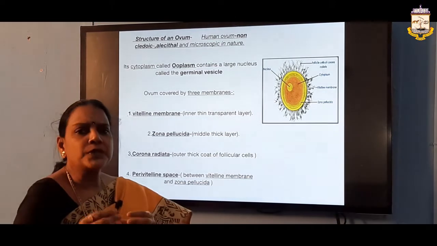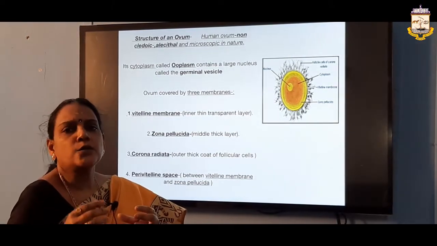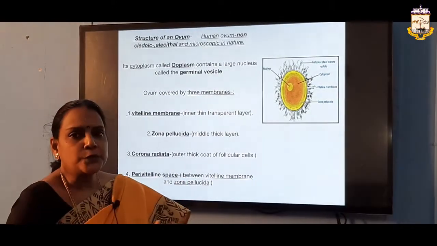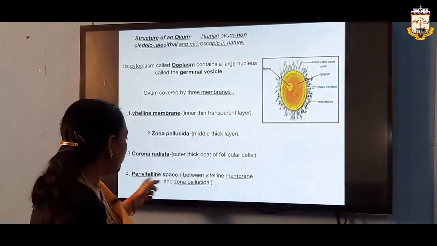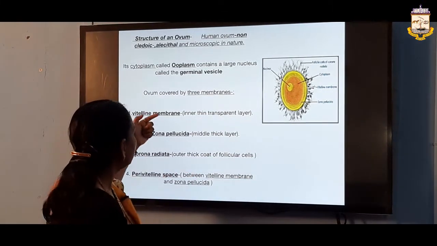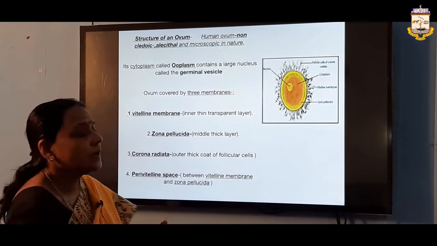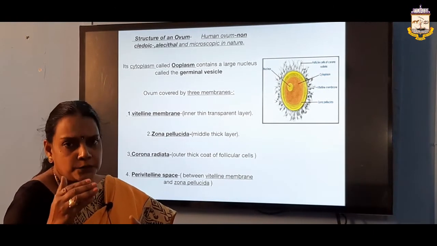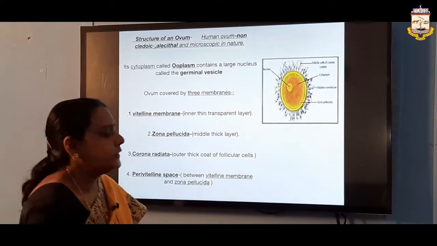There is no gap between them, and more than one sperm cannot enter inside. So, to block polyspermy, the perivitelline space is present here. That means the space between the vitelline membrane and the zona pellucida, the perivitelline space, which blocks polyspermy.